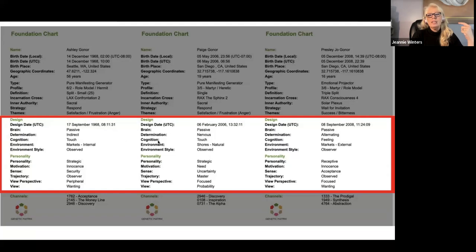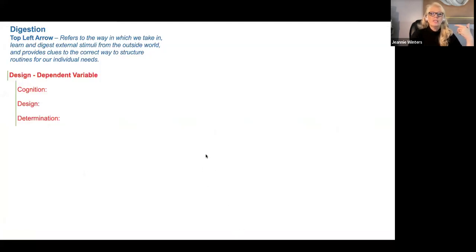So you have an indirect, she has a nervous page, and then Presley has alternating. So we're going to go through and I'm going to explain the difference.